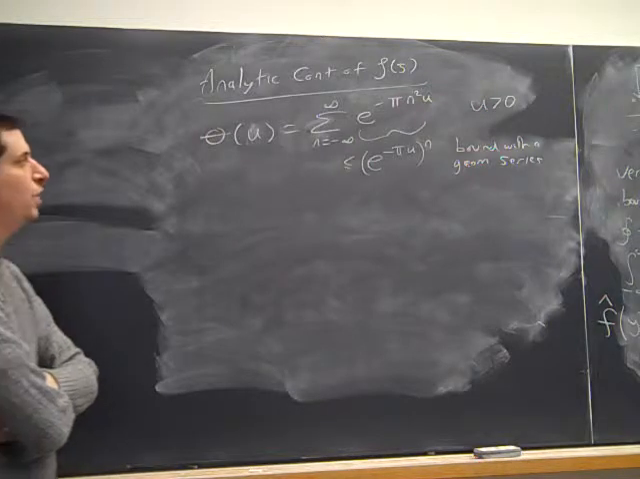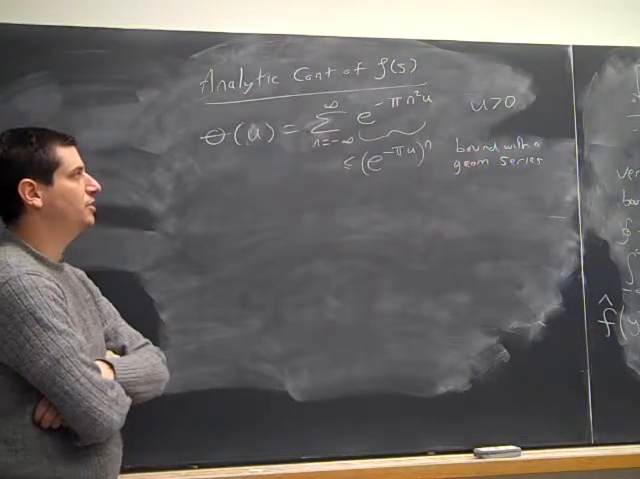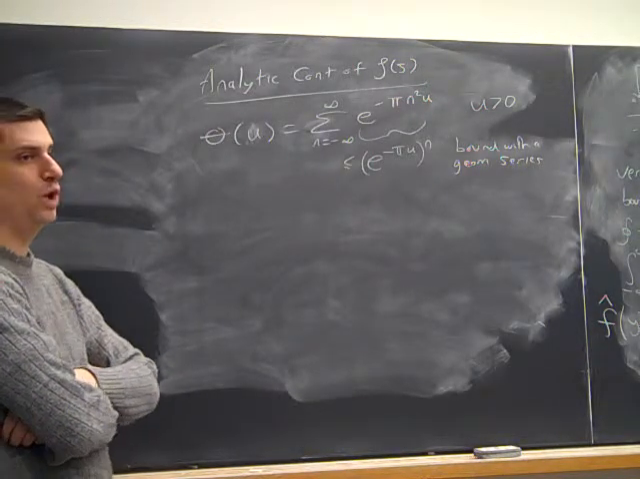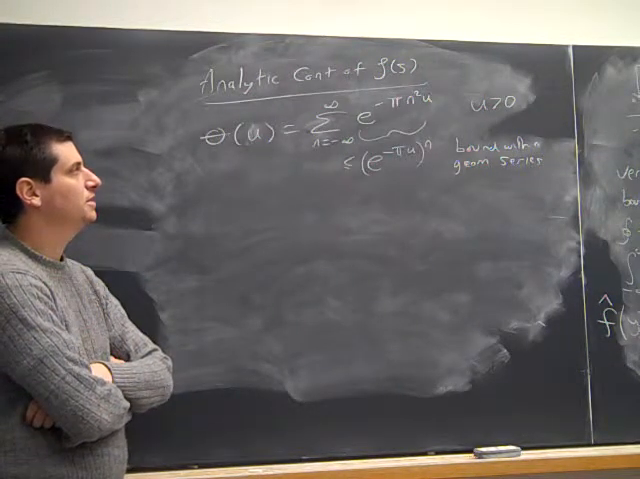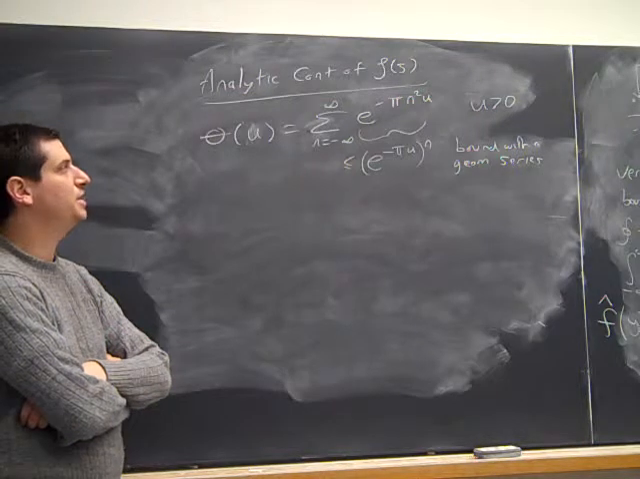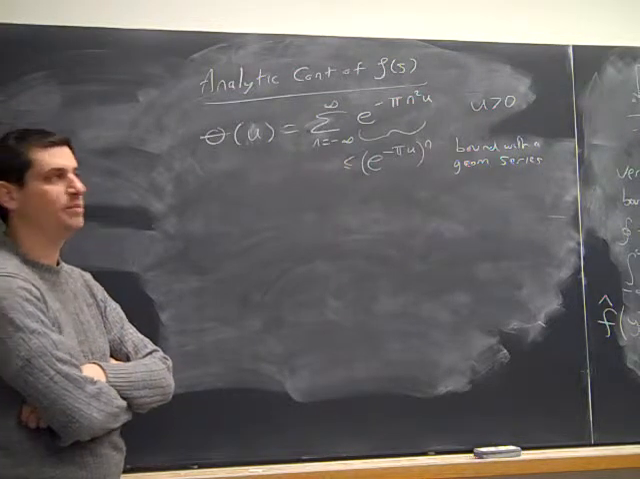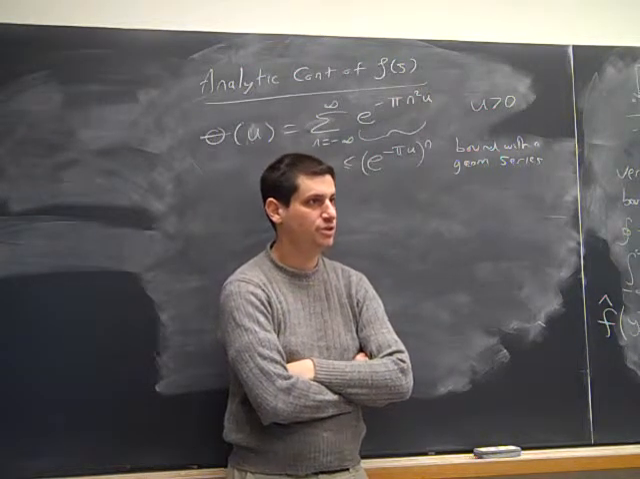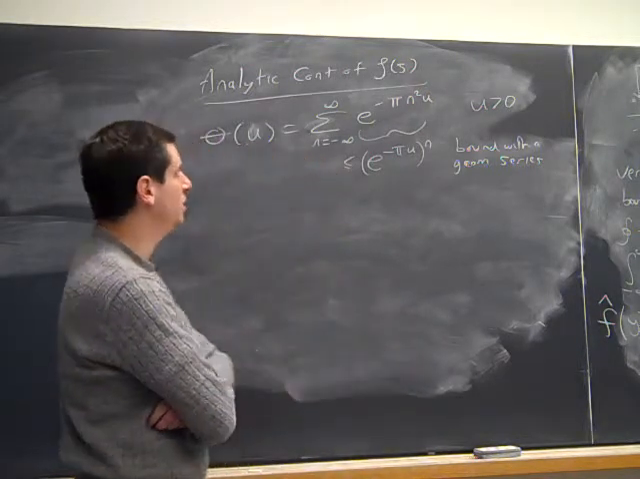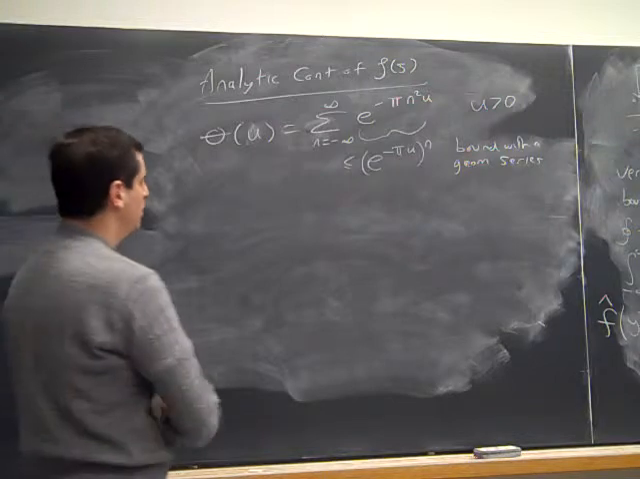If I take just one term, n equals 0, I get 1. The next terms will then be e to the minus pi times u, then e to the minus 4 pi times u, then e to the minus 9 pi times u. So their contribution is getting smaller and smaller and smaller.